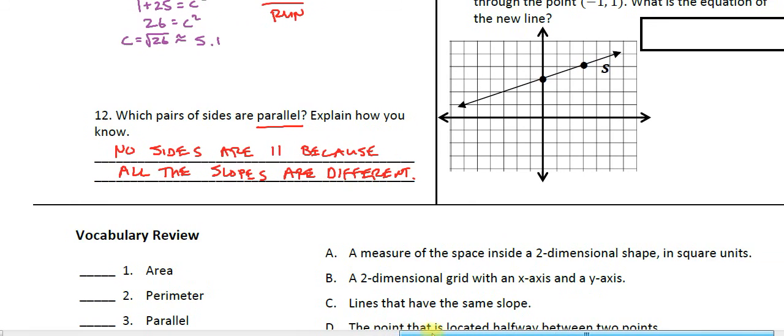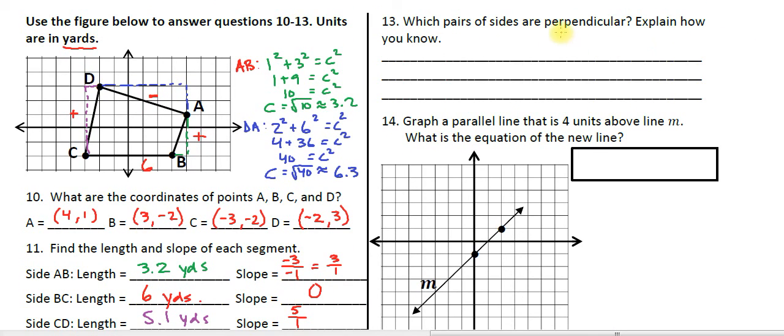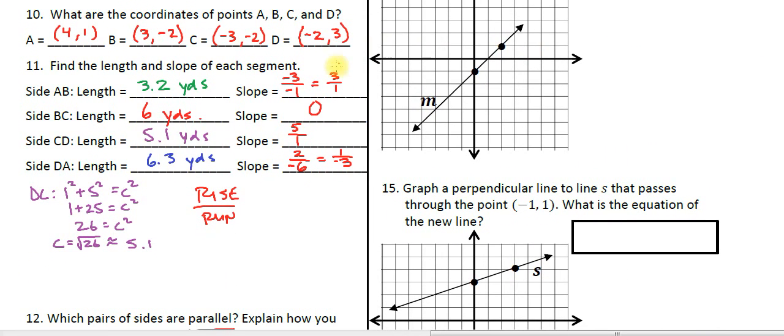Let's finish this up and take a look at question number 13, which is on the other side of the column. Question number 13. Which pairs of sides are perpendicular? Explain how you know. Well, we know that perpendicular sides have opposite reciprocal slopes. Let's take a look. 3 over 1 and 0, those aren't opposite reciprocals. 3 over 1 and 5 over 1, those are totally different. But take a look at the top one and the bottom one. 3 over 1 is the slope of AB, and negative 1 over 3 is the slope of DA. So that means that AB and DA have to be perpendicular because their slopes are opposite reciprocals.